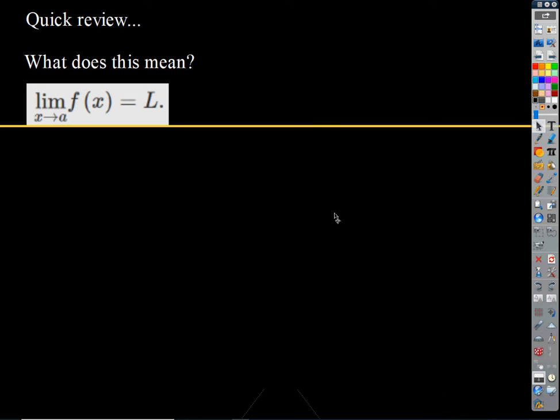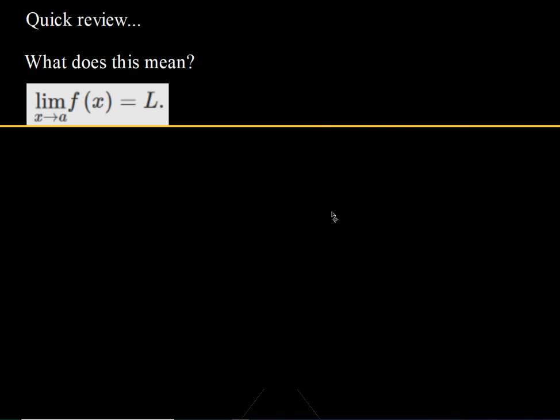Okay, so first of all, let's just do a quick review. Somebody, help us out here. What does this mean? We can all contribute a little bit. The limit of f of x as x approaches a is L. That's how we would say that, right?